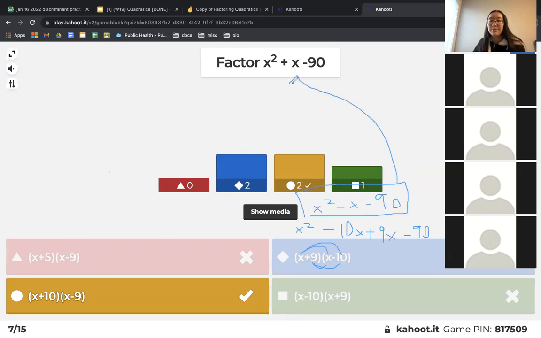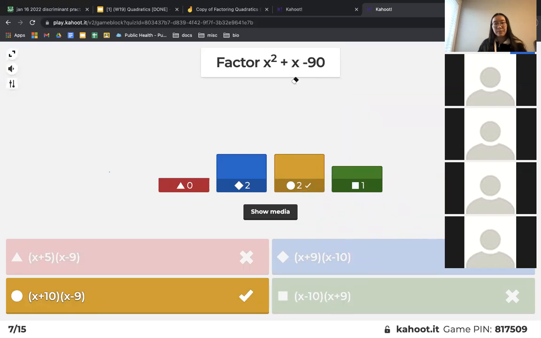But is that the same as what the question is asking for? I don't think so, right? Because the question is asking for factoring x squared plus x minus 90. So this one is actually not correct, but it looks like it could be correct. And if you multiply out the yellow option, you'll see that you will get x squared plus x minus 90. And again, you can also use the quadratic formula or the box method for this one.